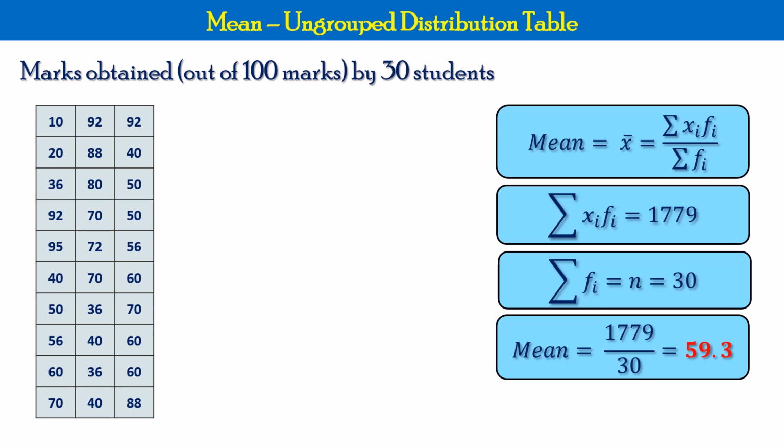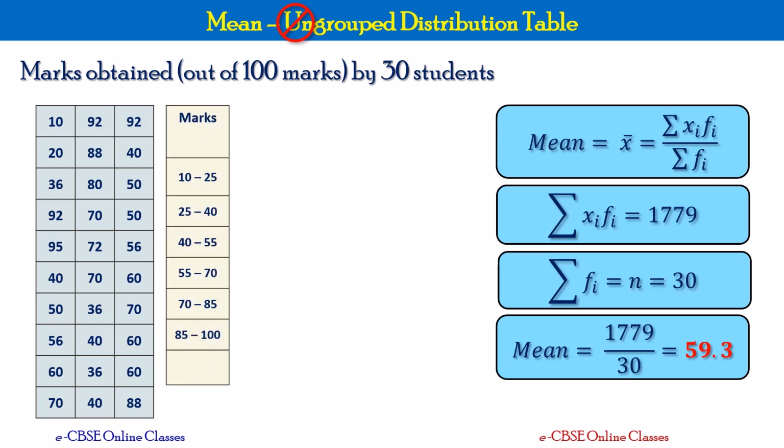And now let's work out how we can do the same thing with a grouped distribution table. Instead of an ungrouped distribution table, let us now make a grouped frequency distribution table from the same raw data which is displayed on this table. Now the first column will be marks. Now instead of individual values, I am making those into groups: 10 to 25, 25 to 40, 40 to 55, and so on. There are 6 groups, correct?